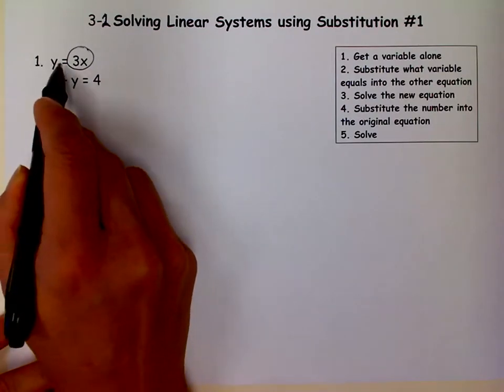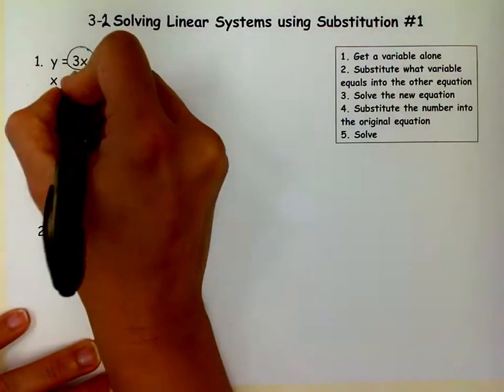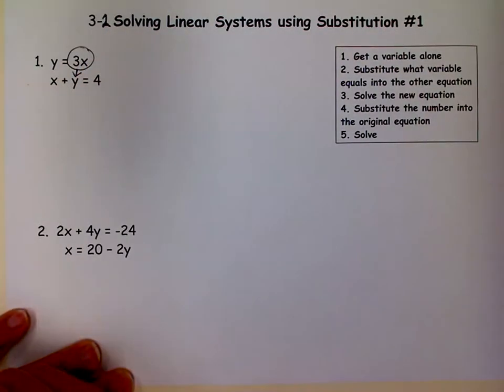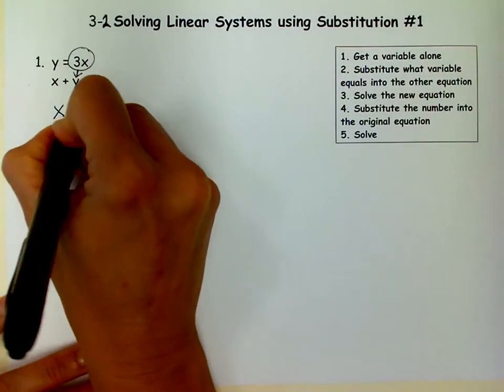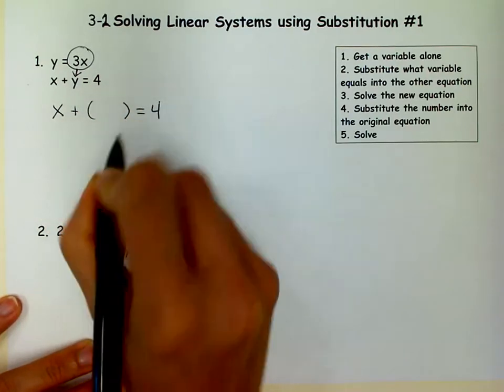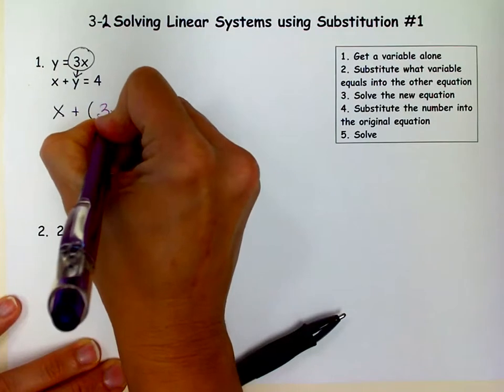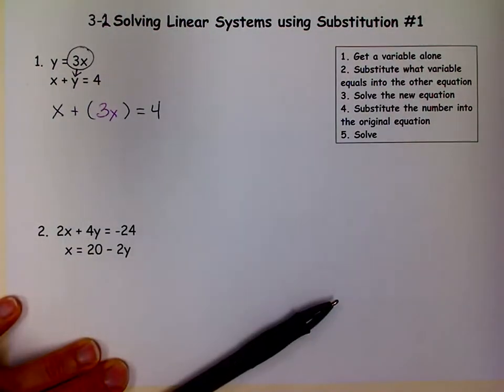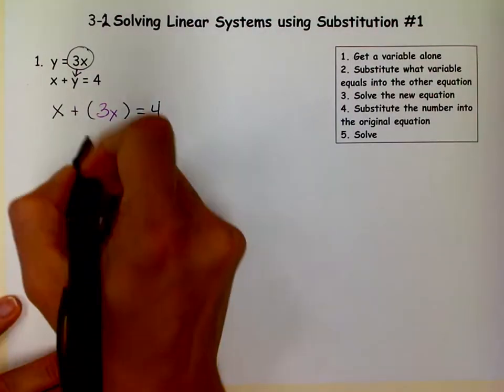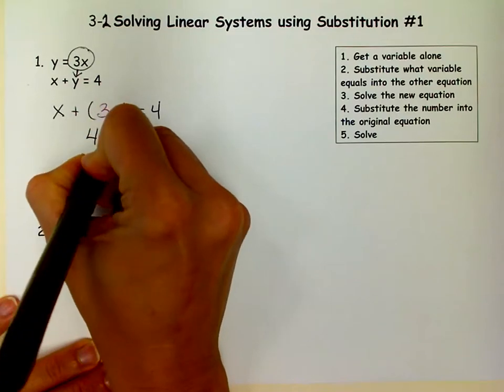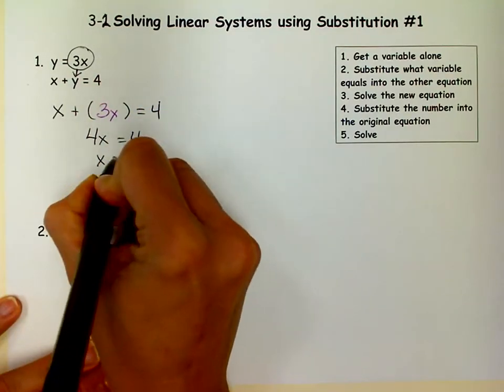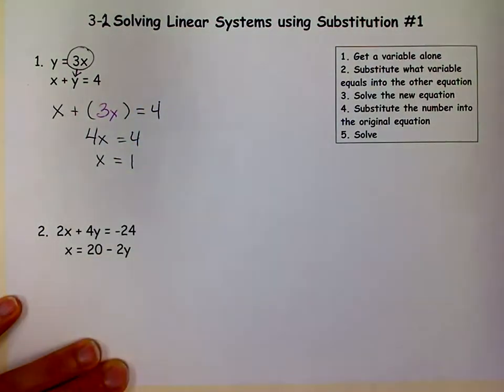So since y equals 3x, anytime I see y, I can put 3x. So what I do is I rewrite this equation. I'm going to use two different colors so you can see what I'm doing, and I'm going to put what that equaled into that equation. So now instead of x plus y equals 4, I have x plus 3x equals 4. To simplify that, x plus 3x is 4x. So x equals 1 when I divide both sides by 4.